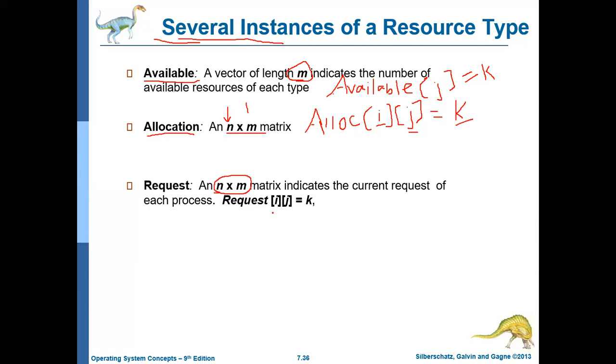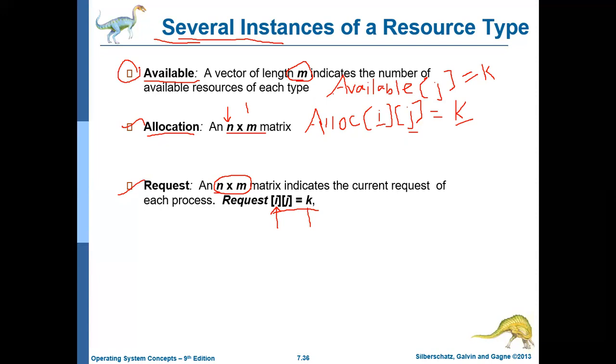Request of I comma j equal to k means currently process I is requesting k instances of resource type j. So these are the two matrices, and this is the one vector this particular algorithm uses, which is used to detect the deadlock if there are more than one instance of each resource type available, right?